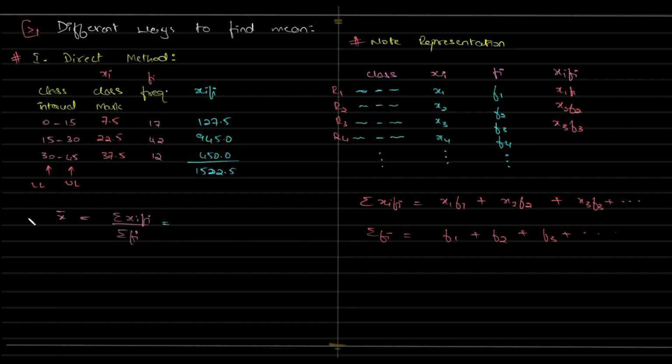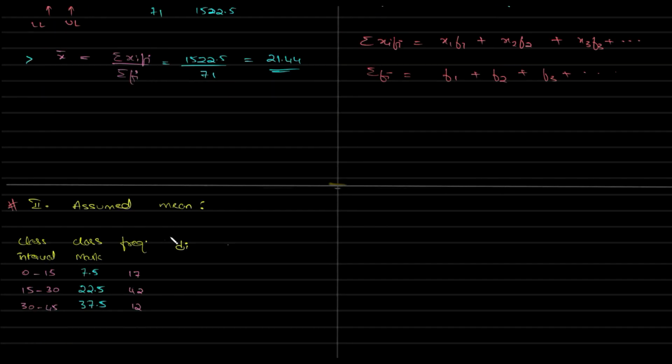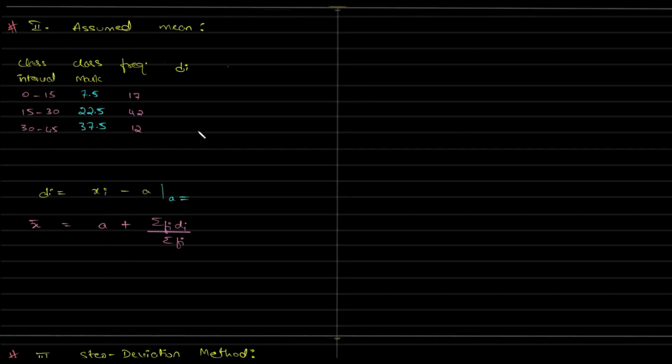Next is finding the mean itself, wherein we find the sum of the column divided by the sum of the frequencies, that is 71. And the answer happens to be 21.44-ish. Okay, so this is your answer. This is your direct method. This was not easy. Same set of data, I'll use something else.